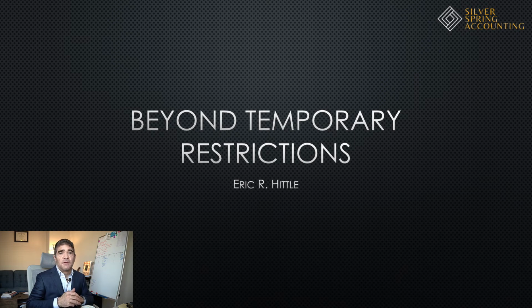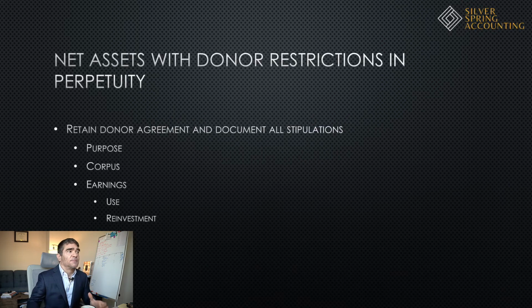We're going to first talk about permanent restrictions. How do we account for them? What are some things to be on the lookout for? Run through an example, and then we'll touch upon board designated funds and a best practice there, and then we'll wrap it all up. So let's get started.